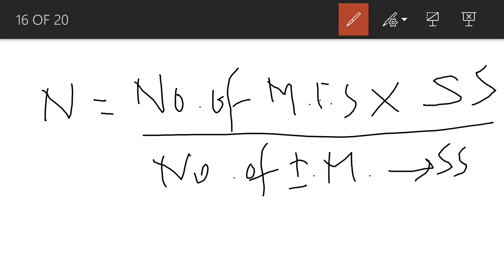N, that is the total population size, is equal to the number of marked individuals in the first sample multiplied by the second sample size, and overall we divide it by the number of individuals which were previously marked in the first sample but are now found in the second sample. So this is the formula we are going to use to solve our numerical questions related to population size.